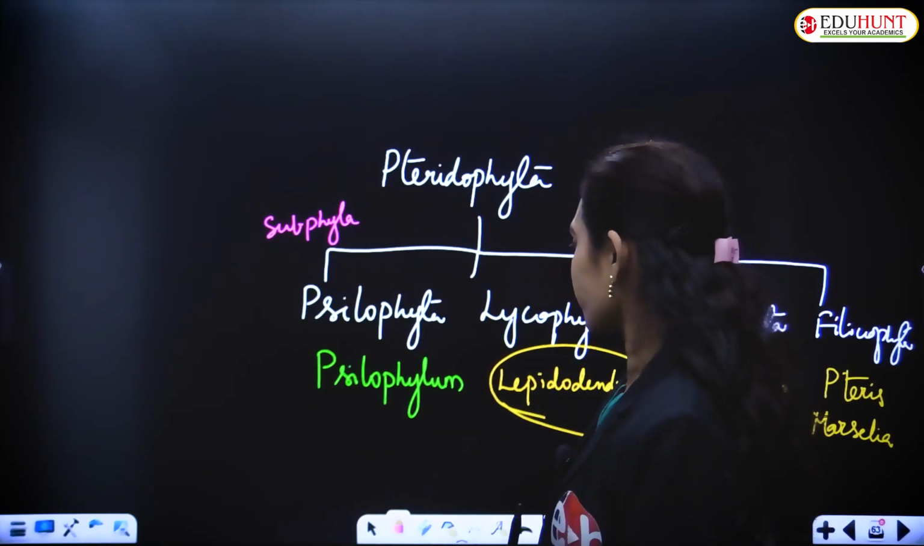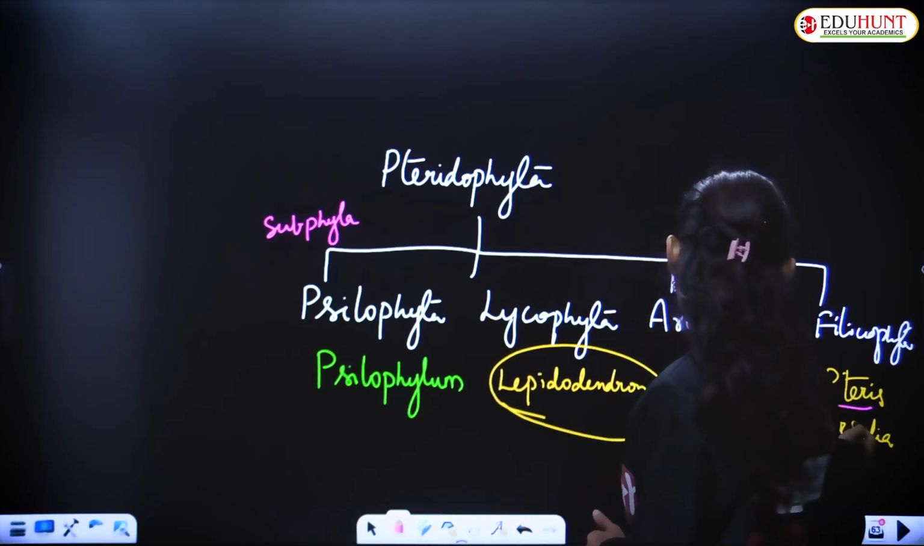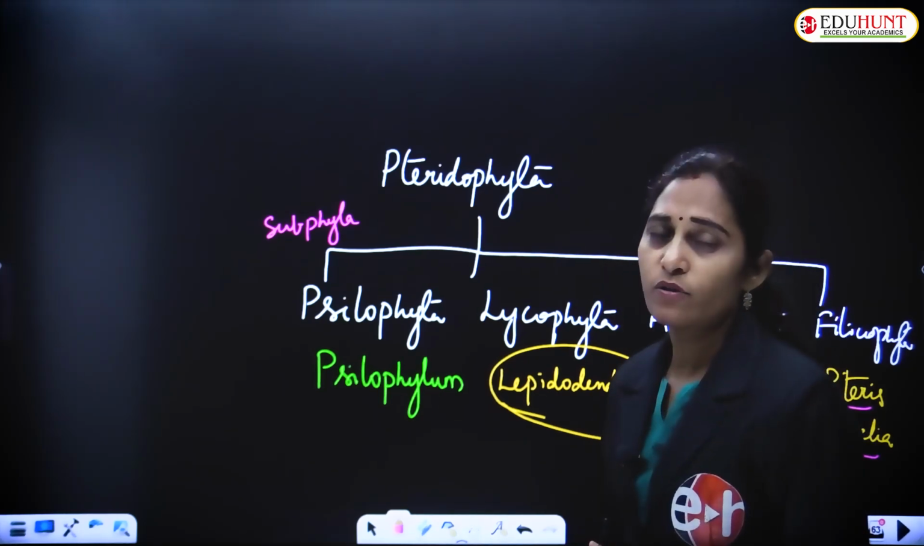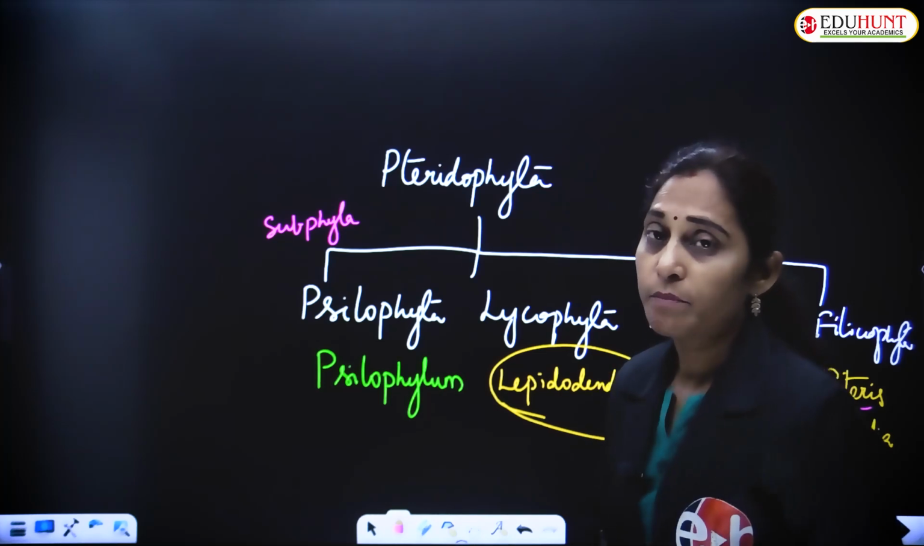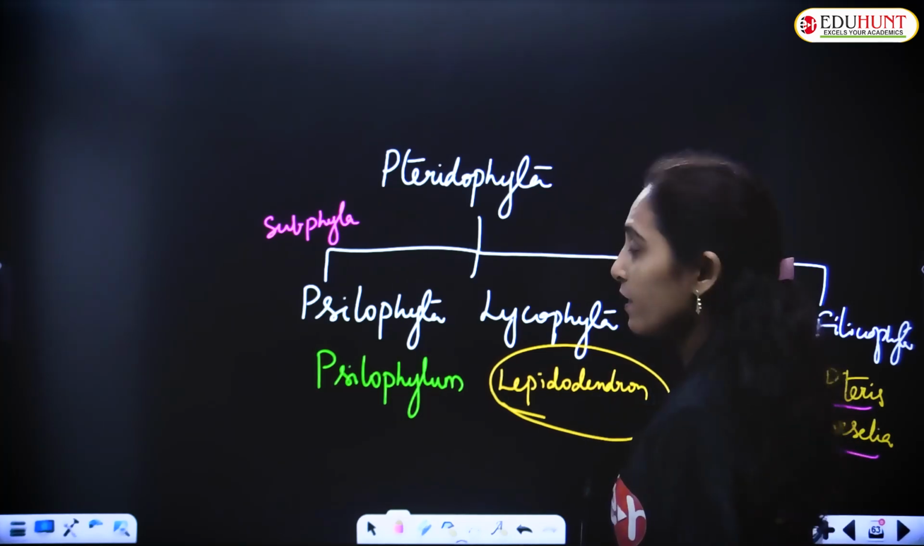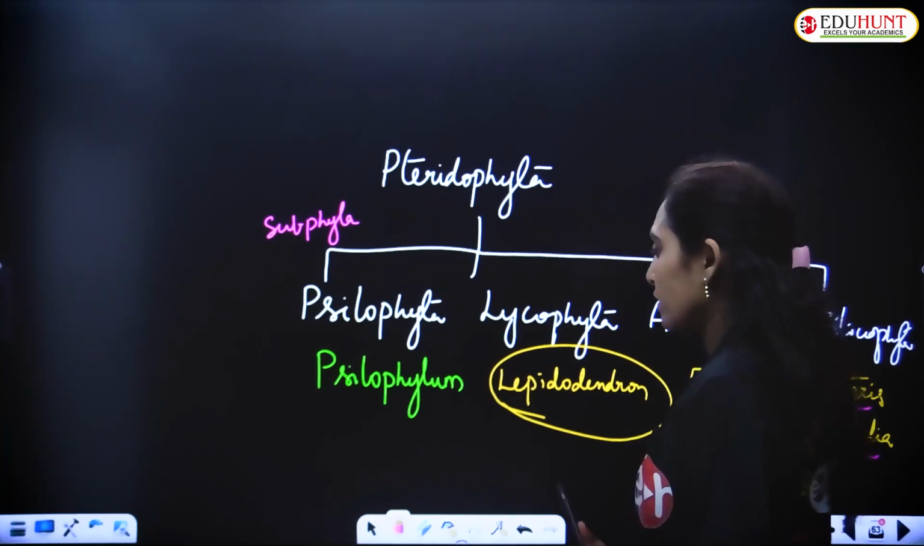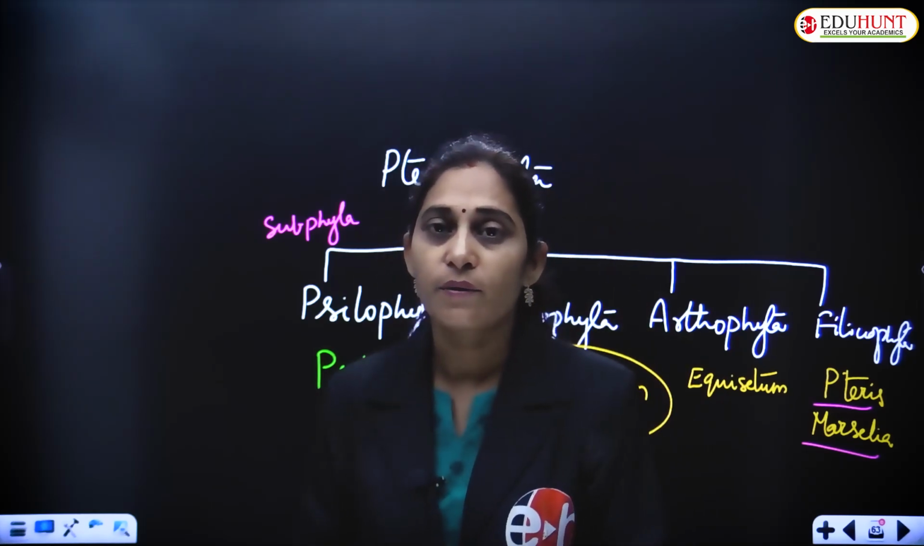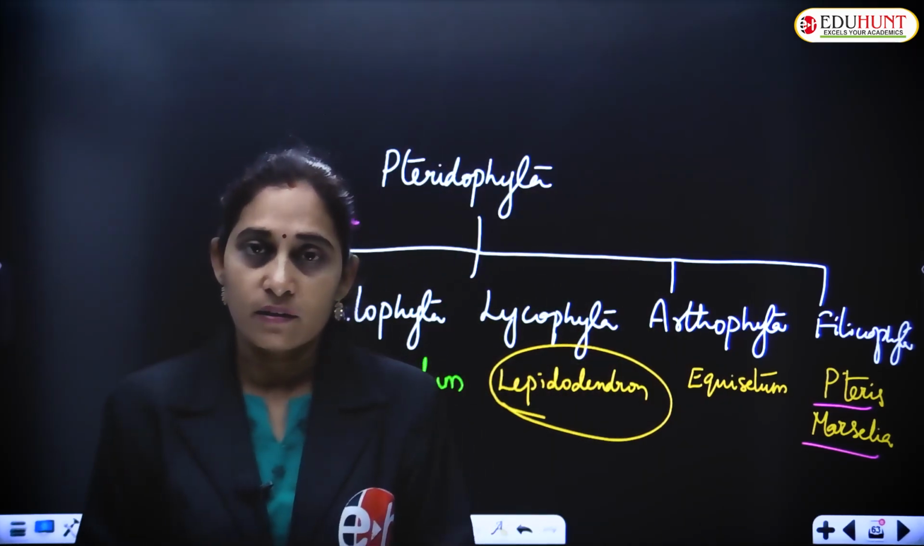The most known examples are Pteris and Marsilea. Even Dryopteris is also one of the examples of the subphylum Filicophyta. So with this we have finished our Pteridophyta class.